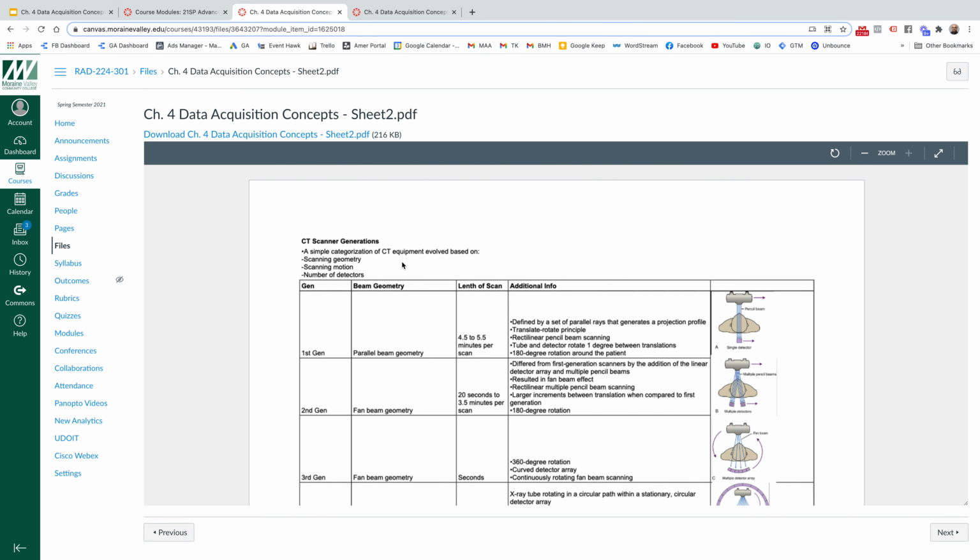A CT scanner is organized based on geometry, motion, and detectors. So what's a first generation scanner? We have three things: the generation, the beam geometry, the length of the scan, and then I have some additional info and then a picture.